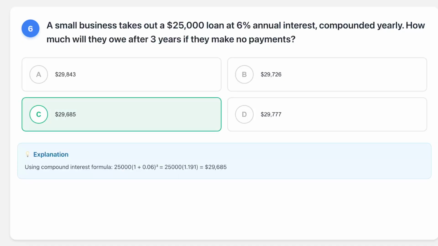Explanation. Using the compound interest formula: 25,000 x (1 + 0.06)^3 equals 25,000 x 1.191 equals $29,685.